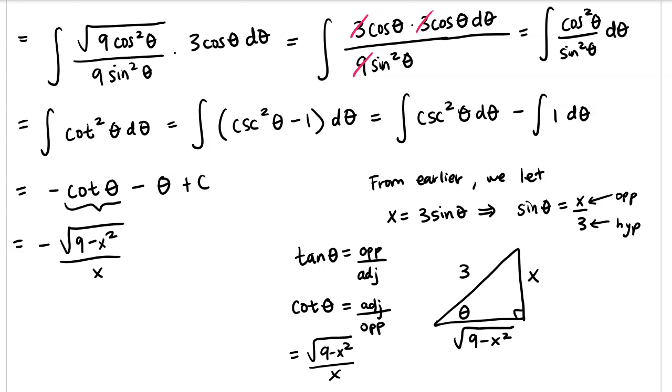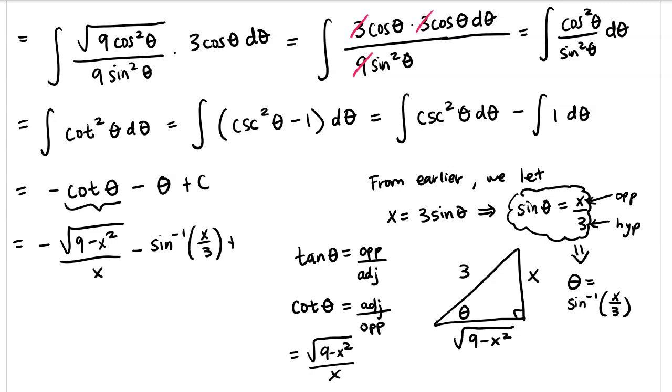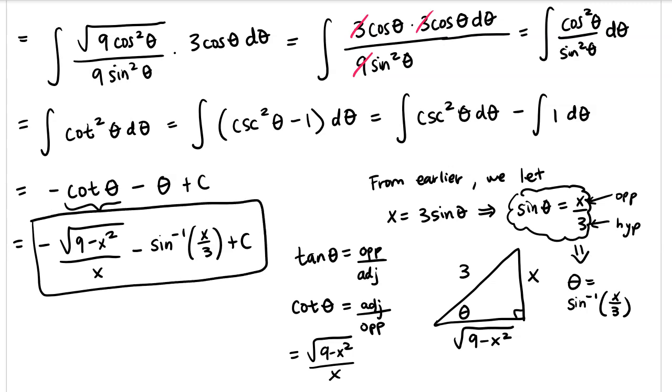And now I need to figure out what theta is. I can do that from this equation here. I know that sine of theta is equal to x over 3, which implies that theta is equal to sine inverse of x over 3. So coming back over here, I have minus sine inverse of x over 3 plus my constant of integration. So here is our final answer that is now in terms of x.